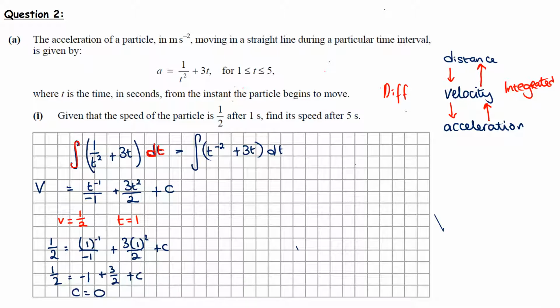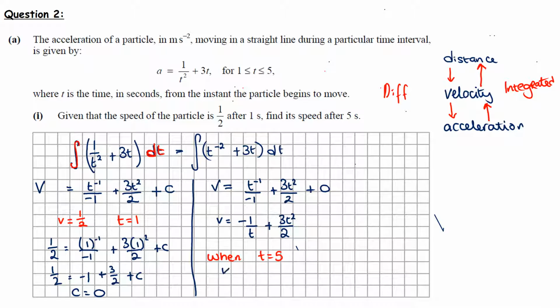Okay, so now my formula for speed, but rather we would call it velocity, is t to the power minus 1 over minus 1 plus 3t squared over 2 plus 0. Doing a little bit of cleanup, that's minus 1 over t plus 3t squared all over 2. Now they want us to find the speed or velocity when t is equal to 5. So what we're going to do now is sub that in.